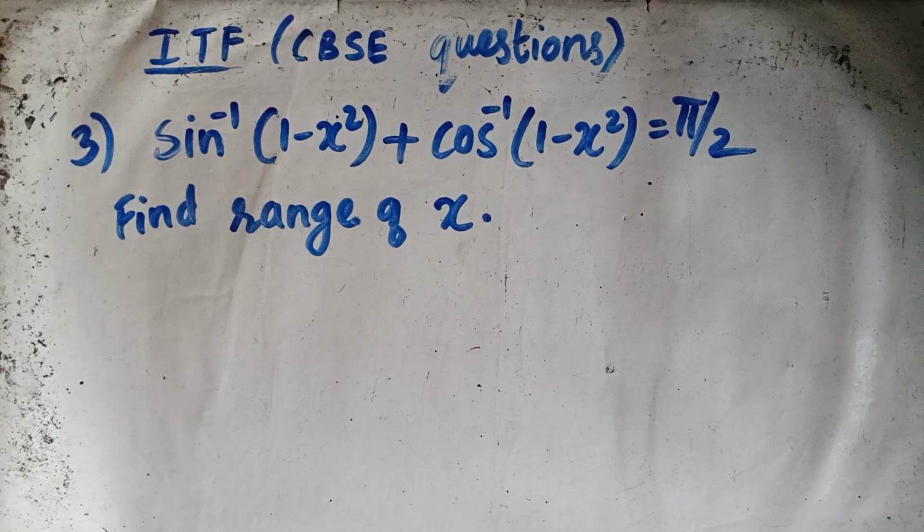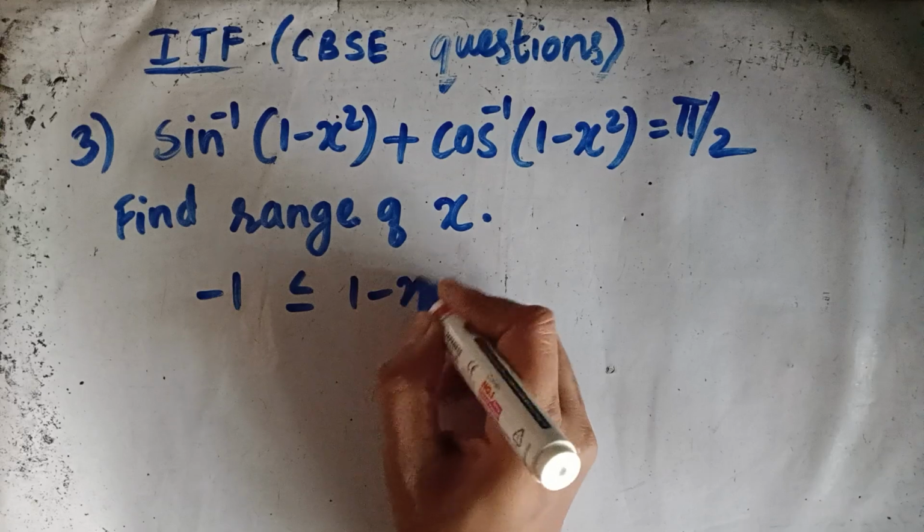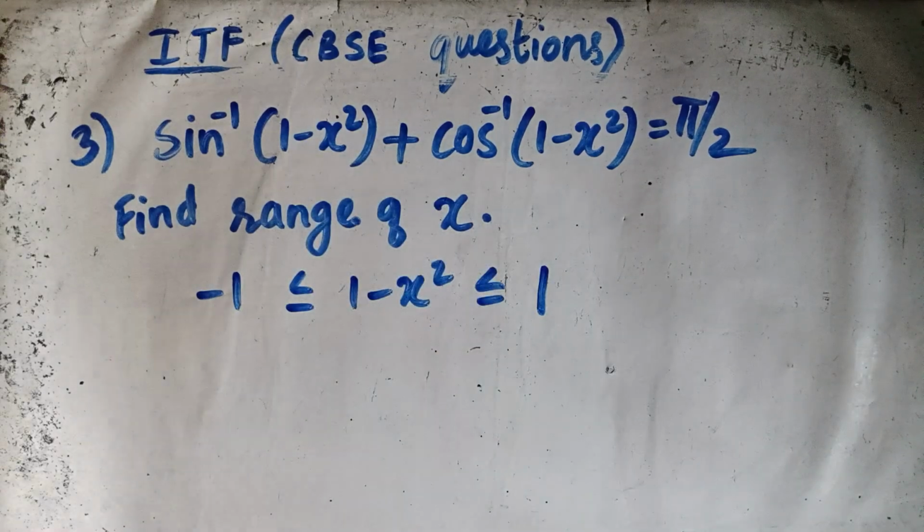Here it is given that sine inverse of 1 minus x square plus cos inverse of 1 minus x square is equal to pi by 2. We have a property, right? Sine inverse of x plus cos inverse of x is equal to pi by 2. And we know that sine inverse and cos inverse have domain minus 1 to 1. So this 1 minus x square falls in the interval minus 1 to 1.